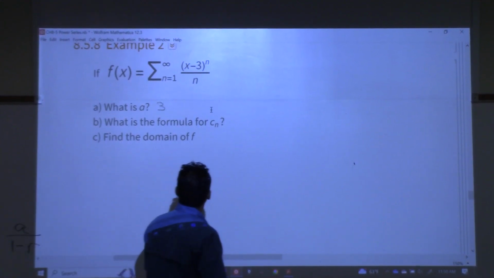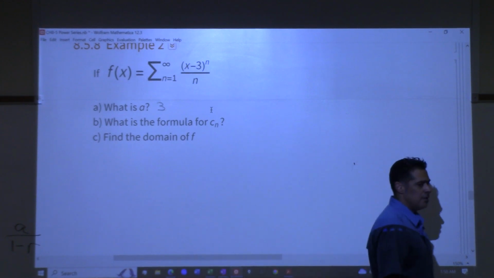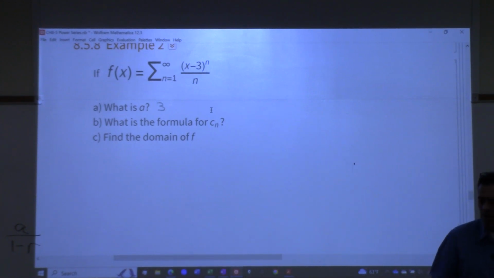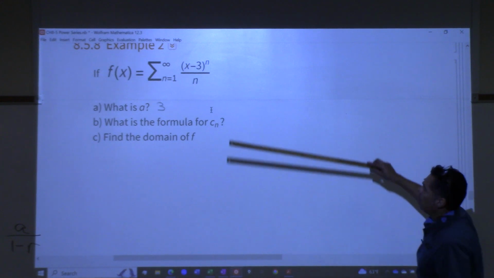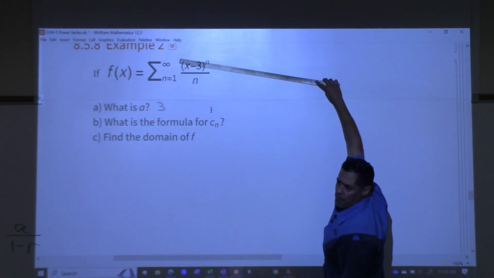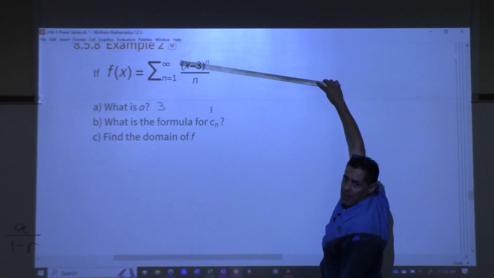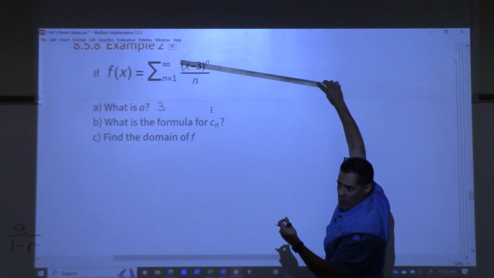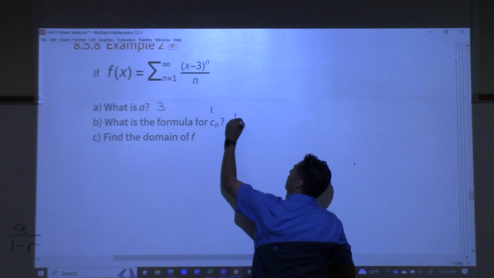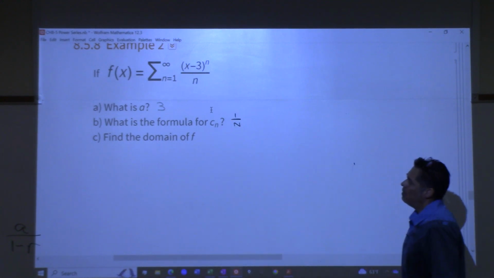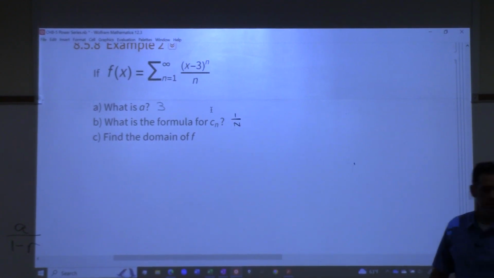What is our formula for C sub n? Be careful here. Just 1 over n, right? 1 over n. So when you look for the formula for C sub n, you ignore that part up here. The part that has the x being raised to the power, that part you ignore, and you look at the rest of everything, and that's your C sub n, which is 1 over n here. All right, find the domain. Ratio test.